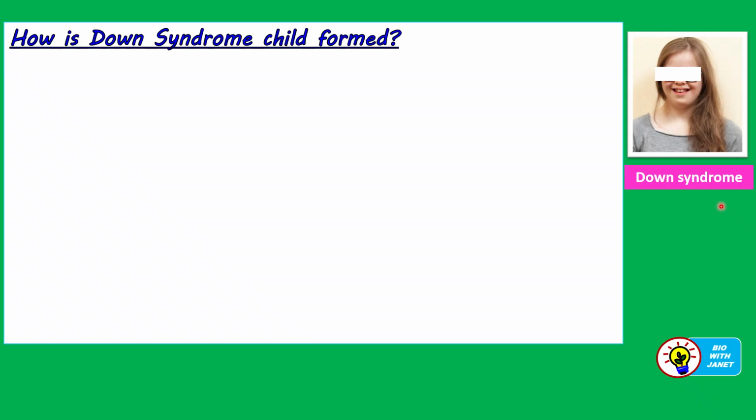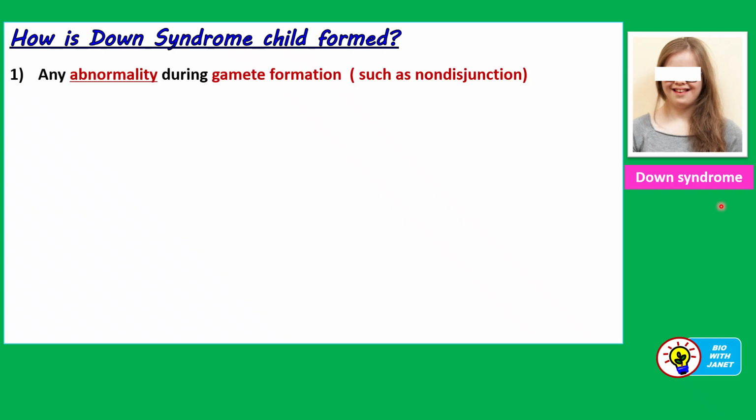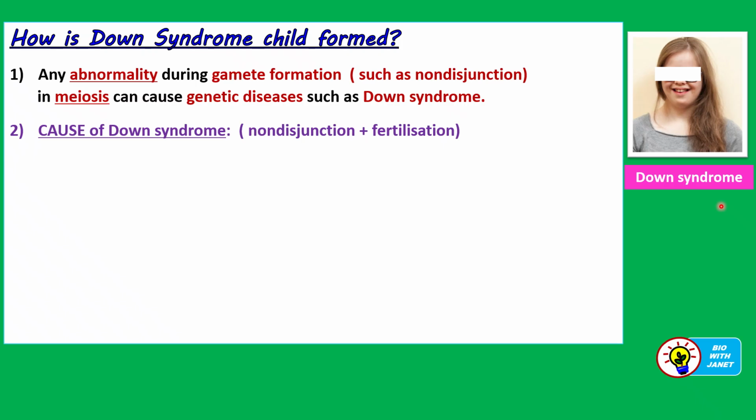So a common question asked is, how is a Down syndrome child actually formed? Right? So this is a common question in SPM. Now, any abnormality during gamete formation in meiosis can cause genetic diseases such as Down syndrome. So let's see how to explain the cause of Down syndrome. Two processes are involved: non-disjunction, or non-separation of homologous chromosomes or sister chromatids in meiosis, and then fertilization of the abnormal gamete. Okay, so non-disjunction and fertilization.